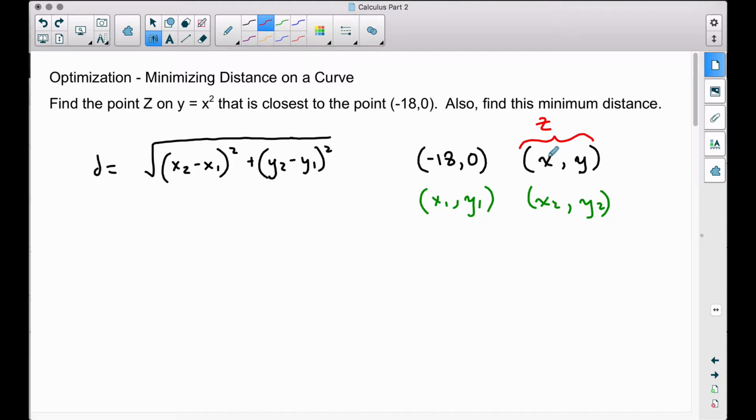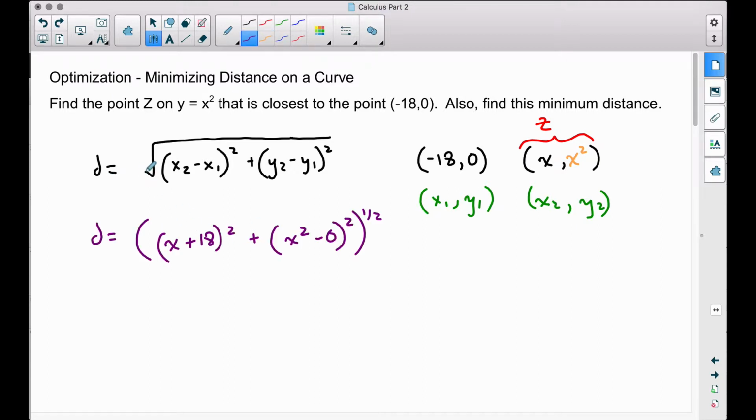However, take note of this, x comma y. That's 2 different variables. If we take into consideration that z has to lie on this curve, then y is going to be x squared. So instead of x comma y, since y is equal to x squared, let's replace this y with an x squared. So now we have our x1, y1, the point that's given, and we have some unknown point z. That's an x and a y, but we've labeled it as x comma x squared, and again that's because the y value is equal to x squared. Let's substitute these into our distance formula, and then let's prepare to do some calculus.